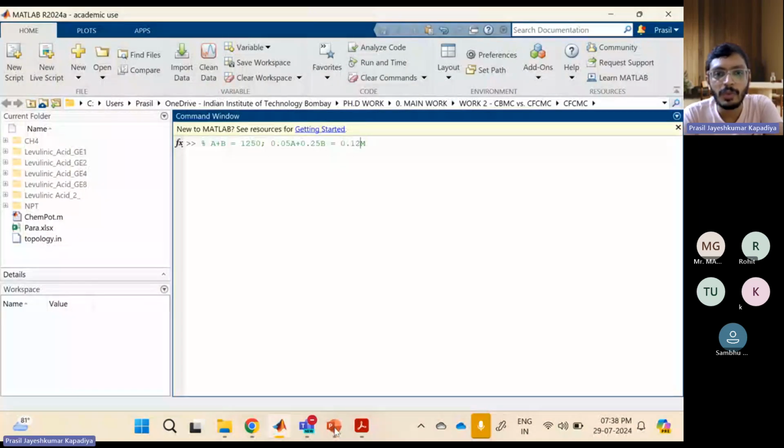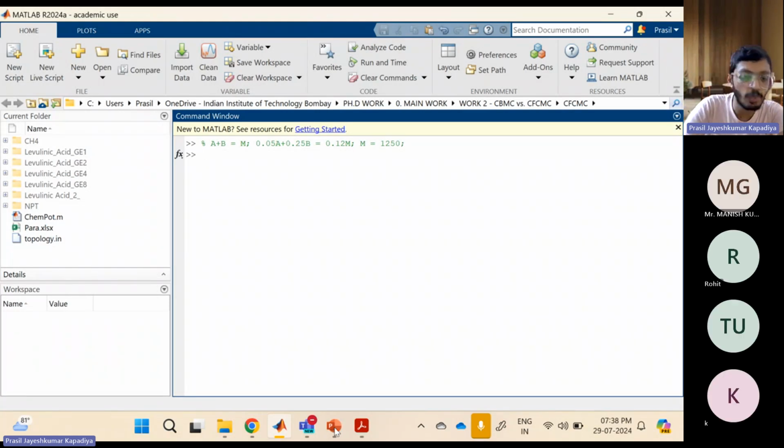Let me write down m here, and I will write m is equal to 1250. So I want to solve this. What I will do, I will first create matrix A. Okay, let me not write A and B because it will be confusing. Let's go for X, Y, Z.